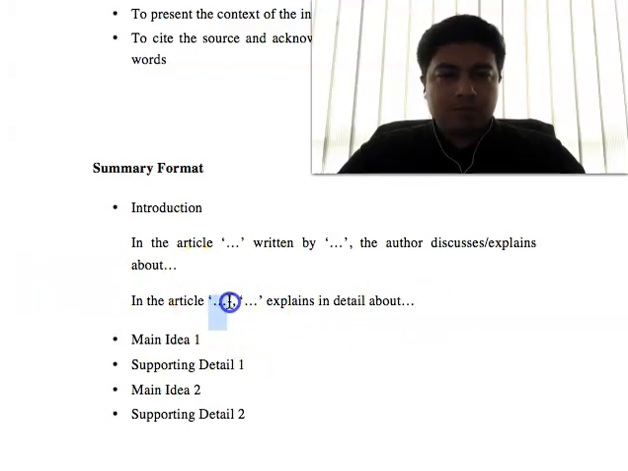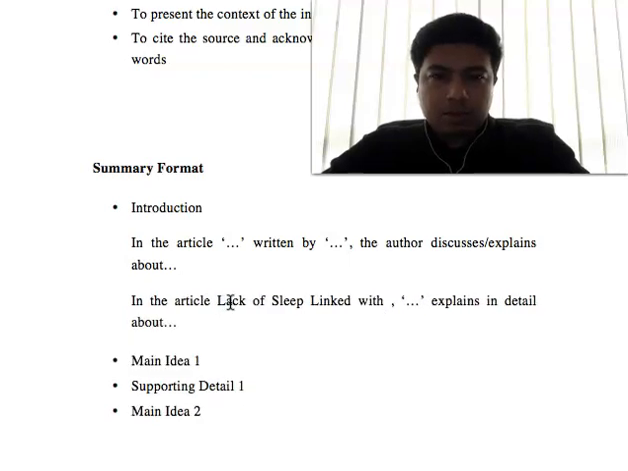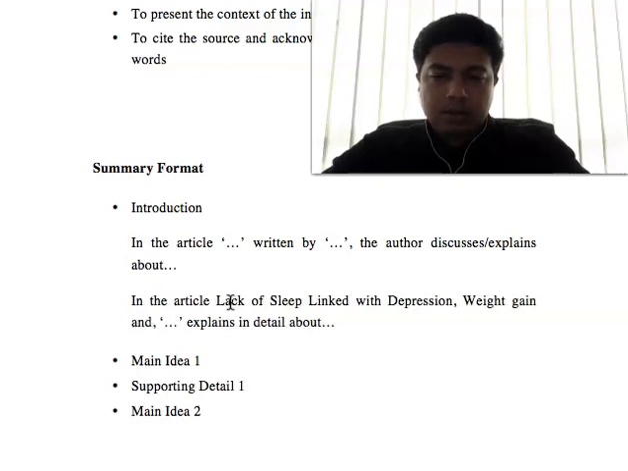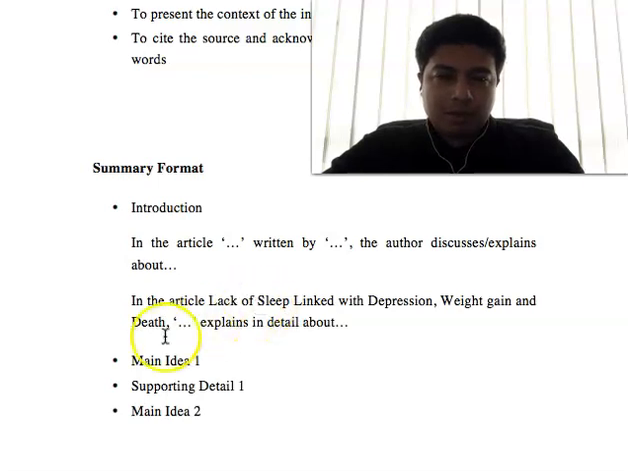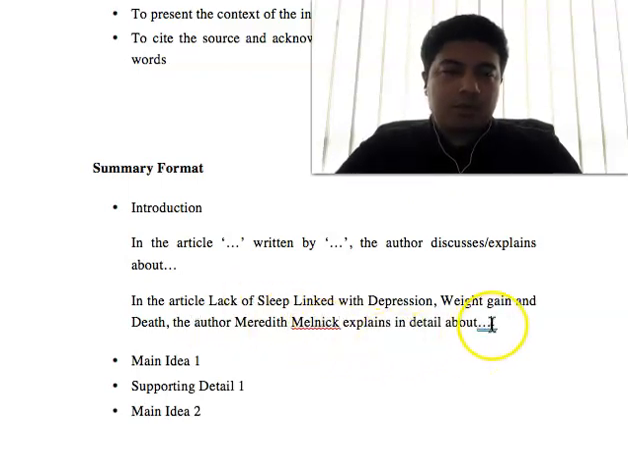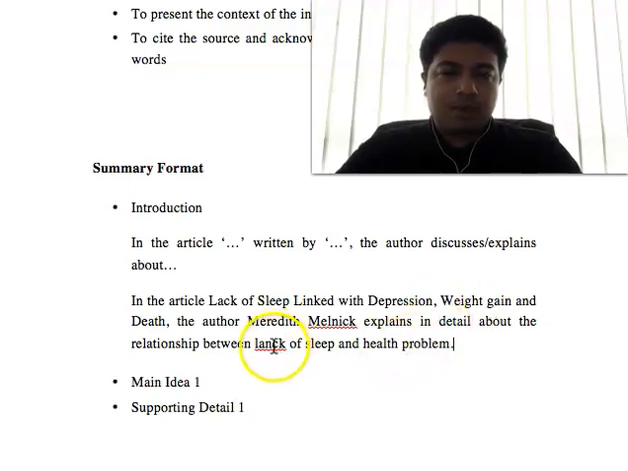So I will say that in the article, lack of sleep link with depression, weight gain, and death, the author, Meredith Melnick, explains in detail about the relationship between lack of sleep and health problems. So that is my introduction of my summary of this particular article.